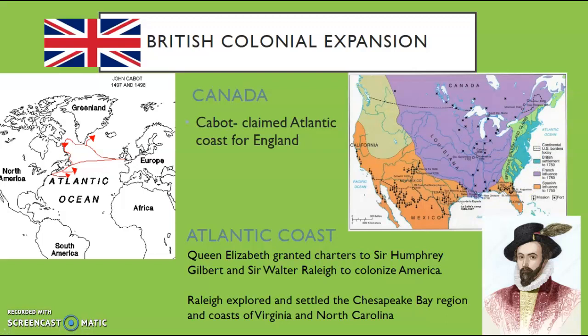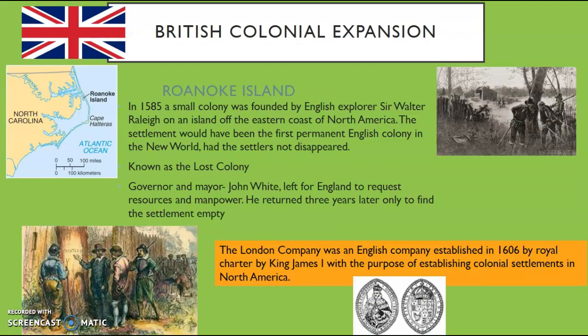So Queen Elizabeth was instrumental in starting the British colonial expansion, and she gave charters, and one of those charters was to Sir Walter Raleigh, this man down here who has a really funky hat and an interesting little neck piece. He was the person responsible for exploring and settling the Chesapeake Bay region, as well as most of Virginia and North Carolina today. Two areas that you read a little bit about are examples of British colonialism.